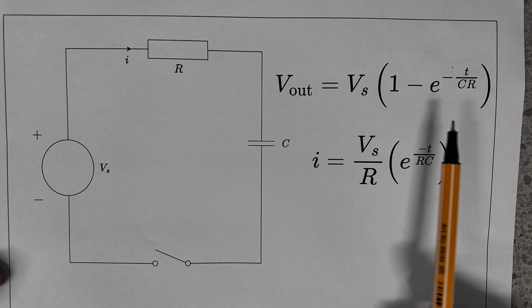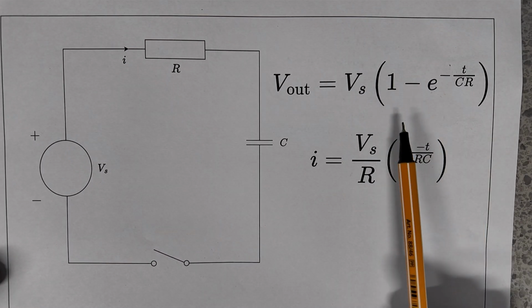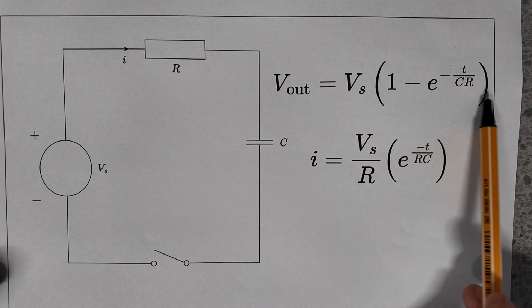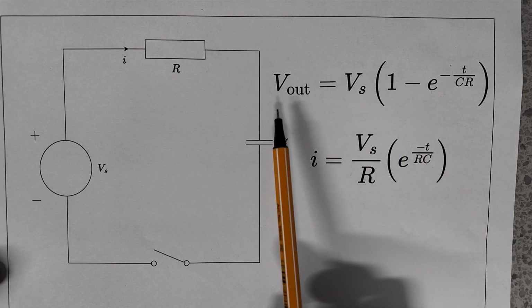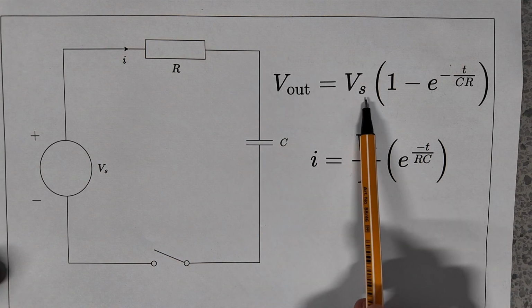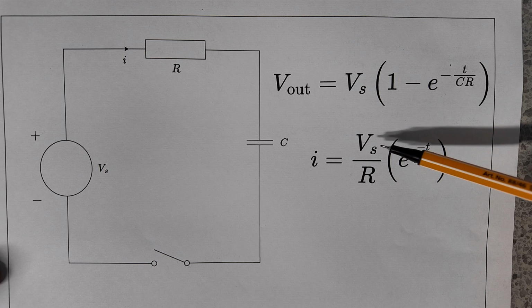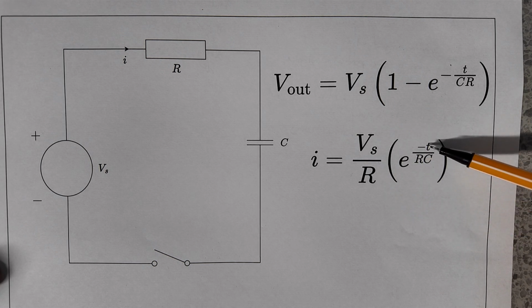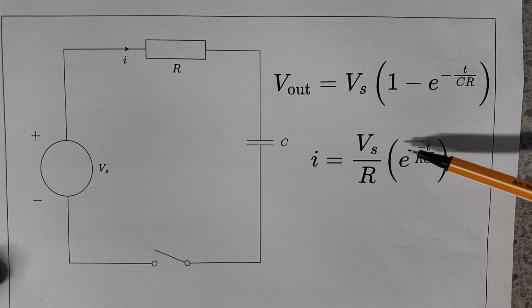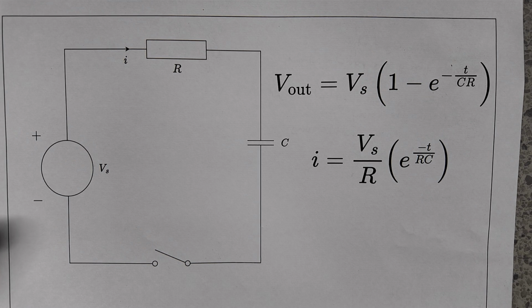So we can see if it makes sense compared to what we expected. After a lot of time has elapsed, this whole expression, this part, will decay to 0, and this will just be 1, so the output, the voltage across here, will just be the supply voltage. And the current, initially at time 0, this will be the maximum value, Vs over R, and then after a lot of time has passed, this current will decay to 0. So that fits with what we were expecting.